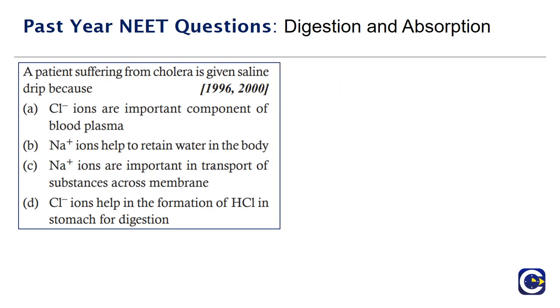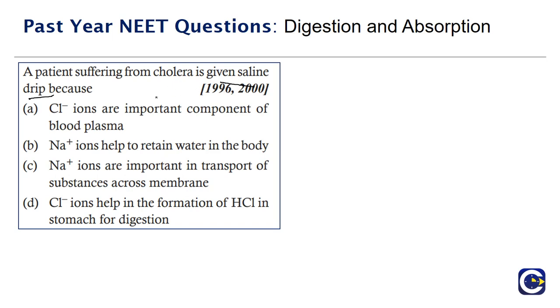The first question is, a patient suffering from cholera is given saline drip. Saline drip is saline IV. So they say they give drips, that is what this is. So why do we do that? Because the options given are: chloride ions are an important component of blood plasma; sodium ions help to retain water in the body; sodium ions are important in transport of substances across the membrane; chloride ions help in formation of HCl in the stomach for digestion.